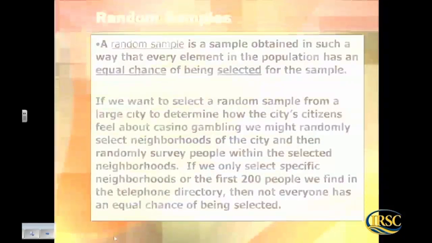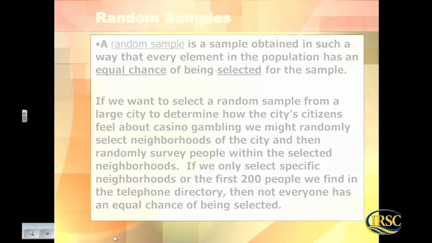A random sample is a sample obtained in such a way that every element in the population has an equal chance of being selected for the sample. So ideally, you want to have a random sample. You want your information to be as accurate as possible, meaning that if you have given everybody or every item an opportunity to be selected, then there's a chance that you'll get information about each of the different areas that you're looking for.